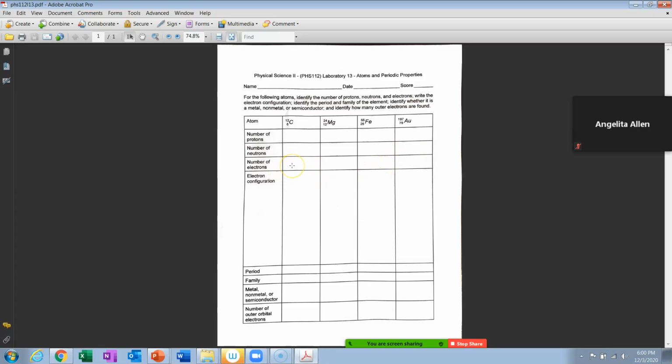Okay. How many electrons? Now what we're assuming here is neutral carbon, magnesium, iron, and gold, not ionic, neutral. What would be carbon?